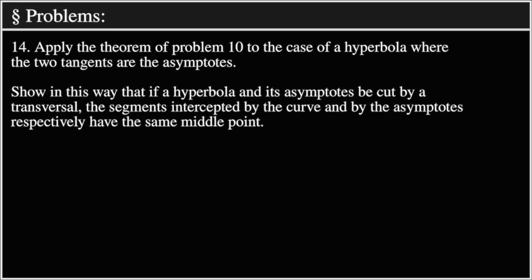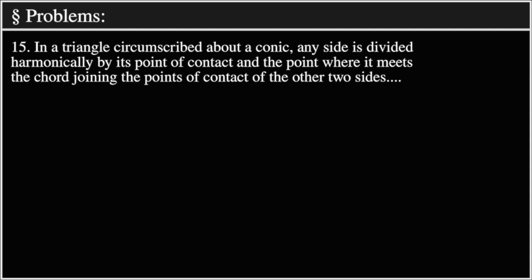14. Apply the theorem of problem 10 to the case of a hyperbola where the two tangents are asymptotes. Show in this way that if a hyperbola and its asymptotes are cut by a transversal, the segments intercepted by the curve and the asymptotes, respectively, have the same middle point. 15. In a triangle circumscribed about a conic, any side is divided harmonically by its point of contact, and the point where it meets the chord joining the points of contact of the other two sides.